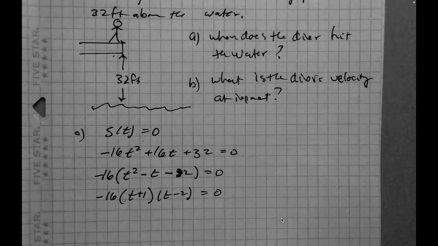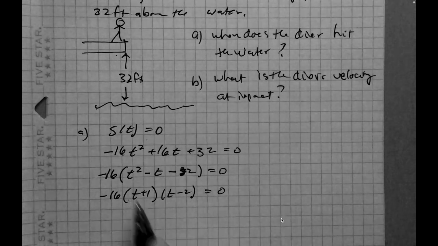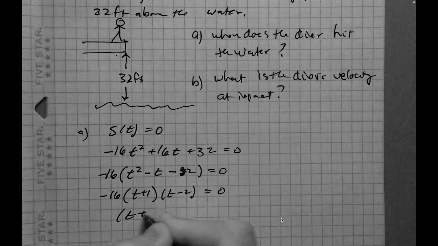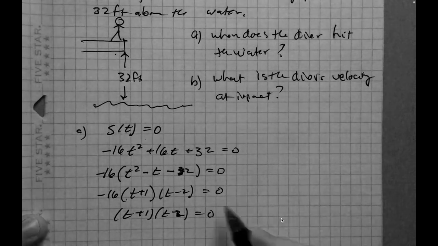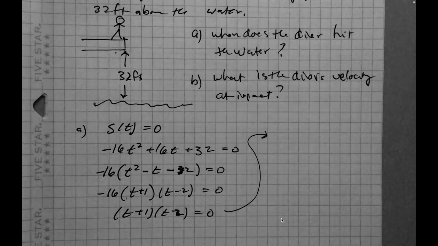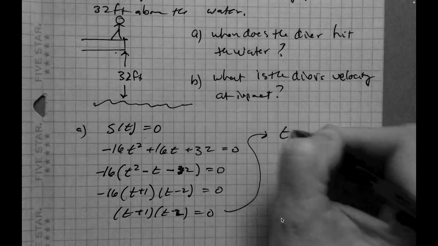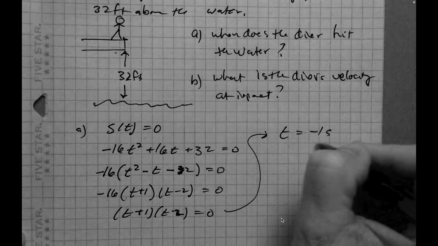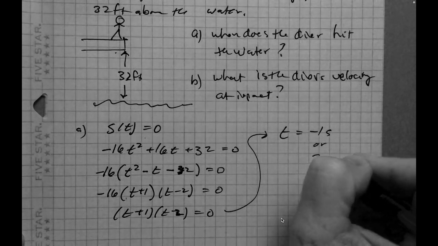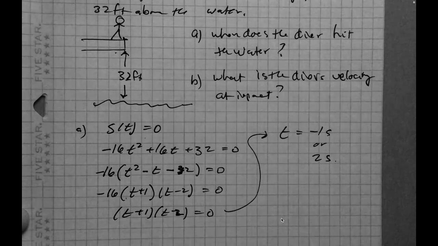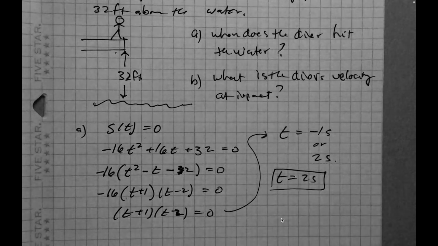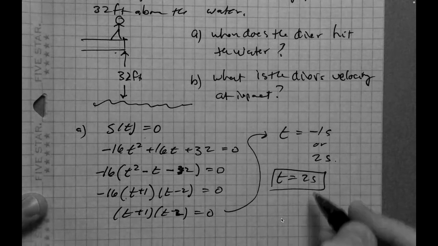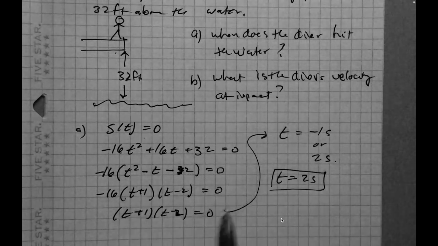Okay, so what does that mean? Well, the negative 16 is inconsequential. Right, so you have that. So that means we've got two solutions here, right? So the two solutions are t equals negative 1 second or 2 seconds. So obviously t equals 2 seconds is the solution that's relevant to the physical scenario, right? You can't have a t equals negative 1 second. Okay, so the diver hits the water after 2 seconds, given this position function.